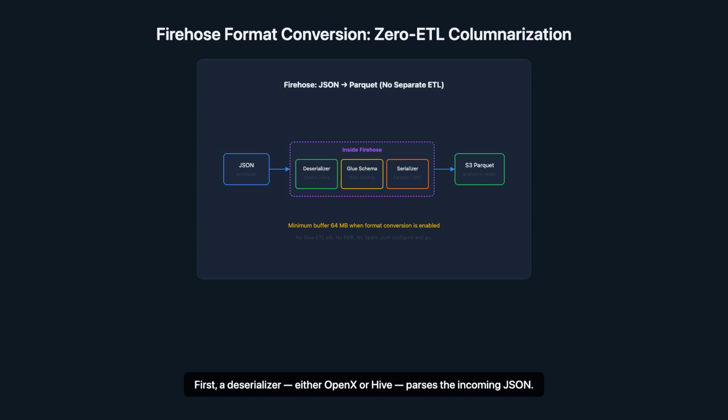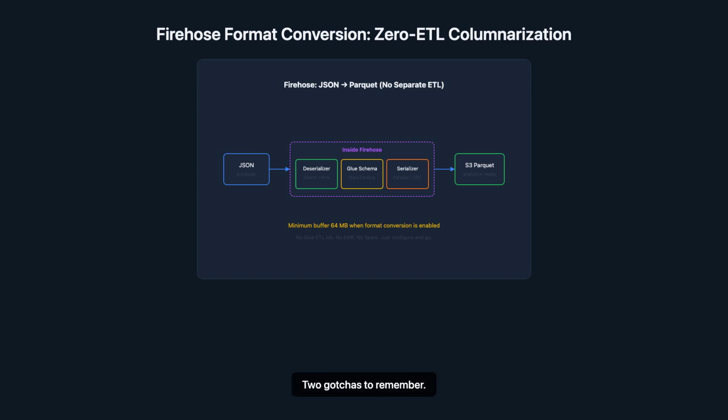First, a deserializer, either OpenX or Hive, parses the incoming JSON. Second, it looks up the schema from the Glue data catalog so it knows the column types. Third, a serializer writes the records out as Parquet or ORC, the columnar formats Athena loves. The data lands in S3 already analytics ready. No Glue ETL job, no EMR cluster, no Spark code.